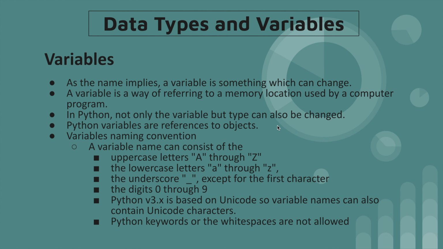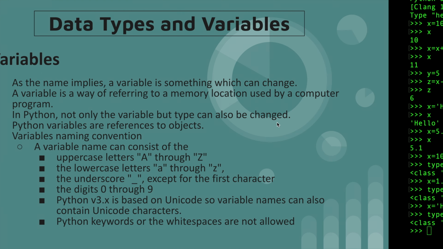Another point is Python variables are references to objects. Objects are something which have state and some actions associated with them. For example, we have a fan which has some state, like speed or color, and then it has some action. It keeps the room cold. So that could be one action.